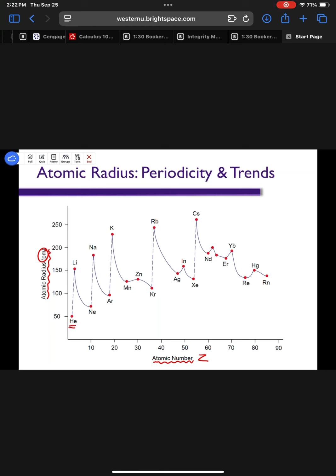Now let's walk our way across this graph. Let's start with helium. It has its valence electrons in the 1s orbital, pretty tiny. But then we jump down to the next period and we get to lithium.